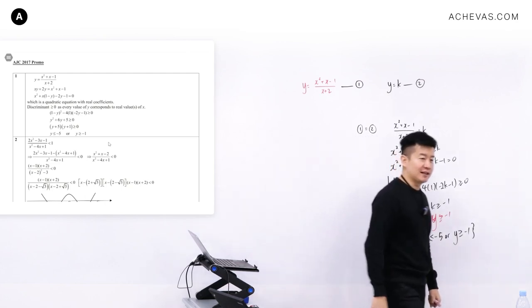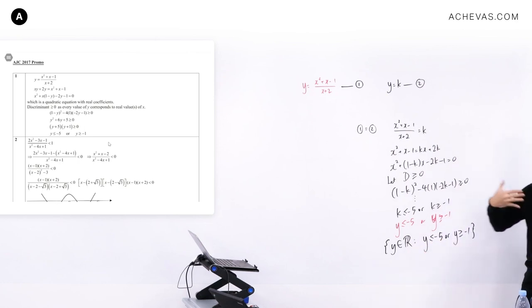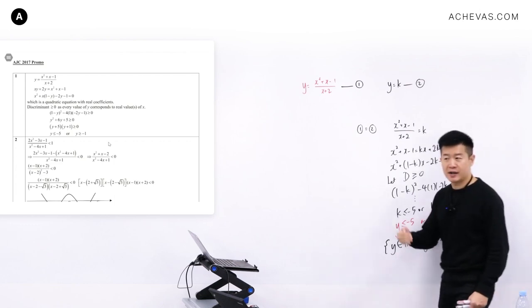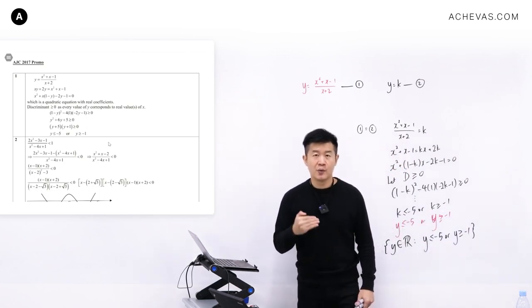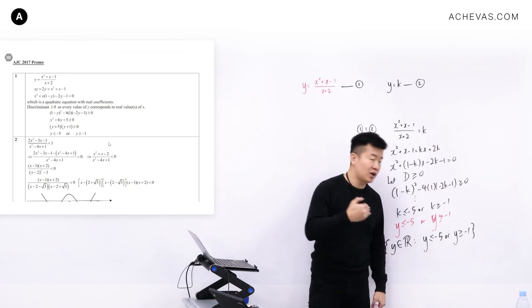The set notation that I'm writing down here gives me the ability to express my solution beyond just an inequality like this. You know why? Because now I'm saying that y are real numbers. Real numbers that are less than or equal to minus 5, or real numbers that are bigger or equal to minus 1.